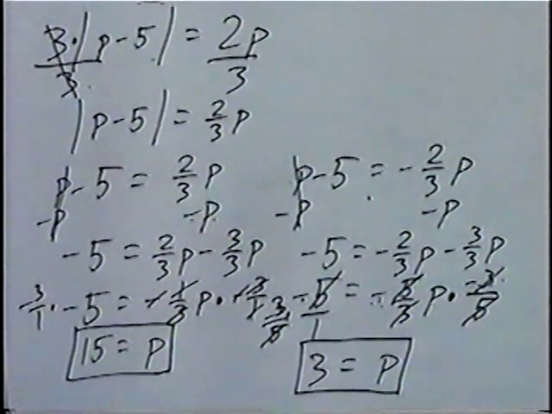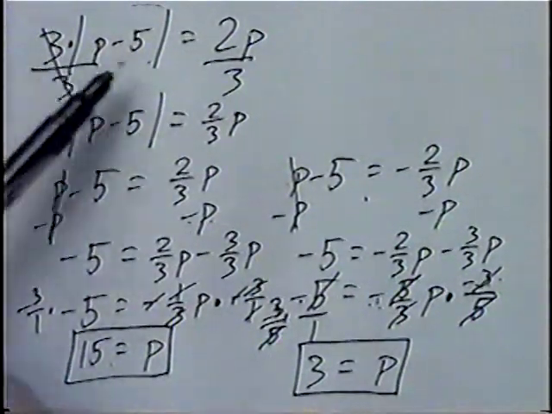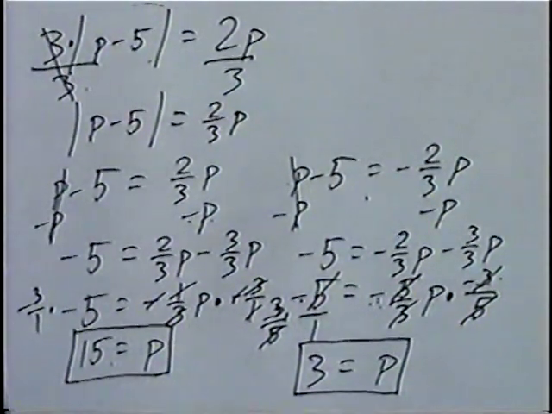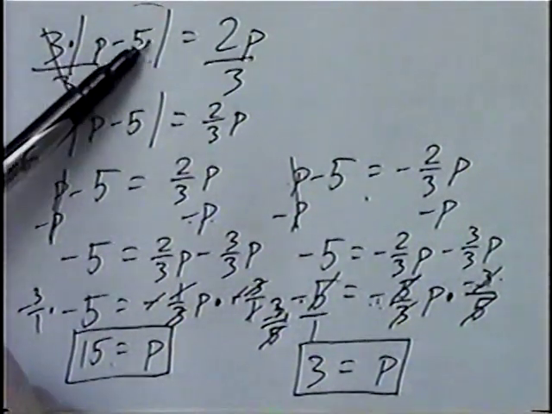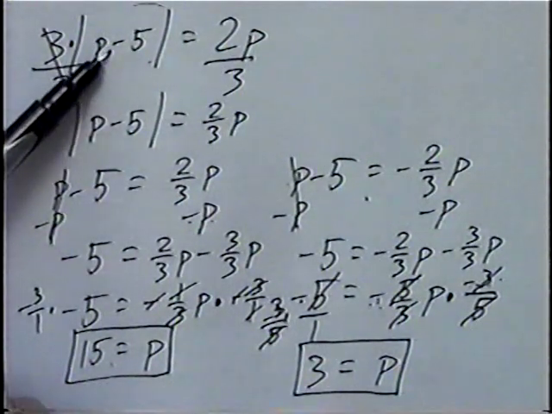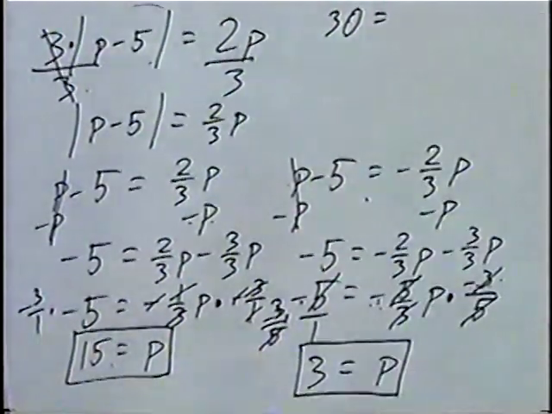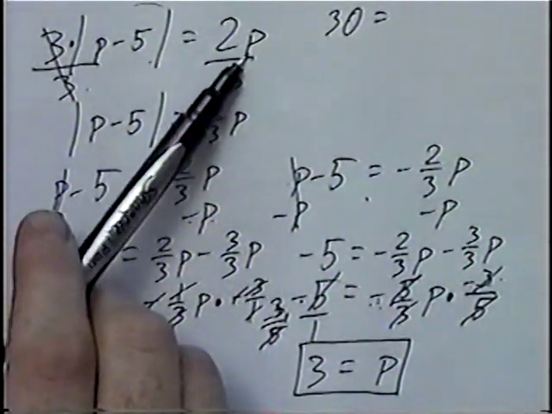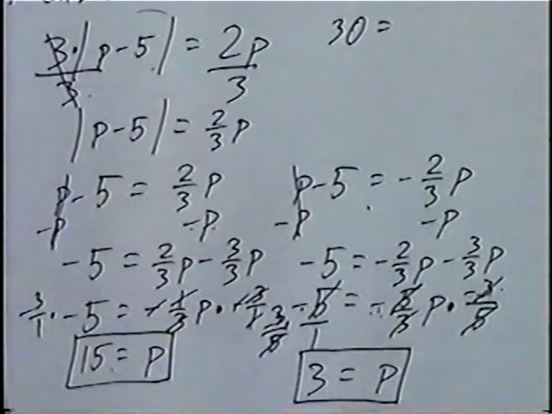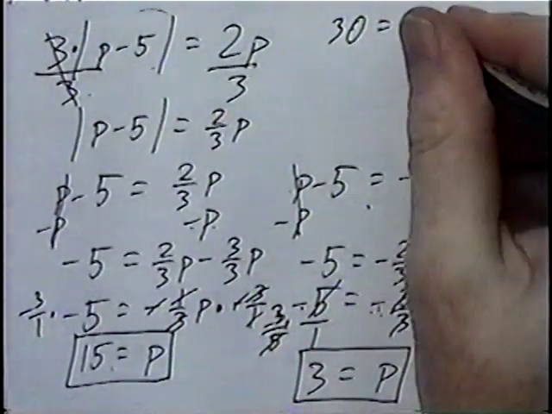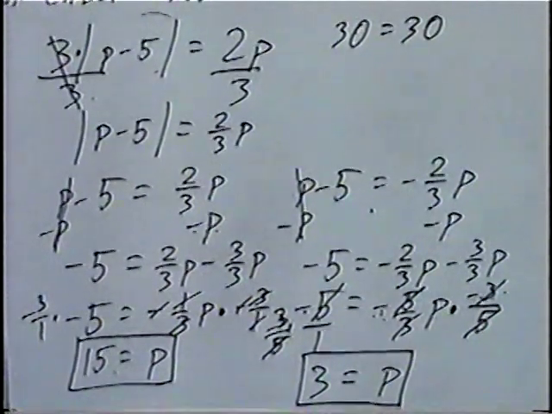Always, again, to double check answers on absolute values, or two possible answers, make sure you double check by plugging back into the original equation to verify that they work. First answer, 15. If we do 15 minus 5, that would be 10. Absolute value of 10 would still be 10, times 3 would be 30. So the left-hand side would equal 30. If you plug 15 into the right-hand side, 2 times p, 15 times 2 would be 30, and 30 would equal 30. So the first answer, 15, does work.